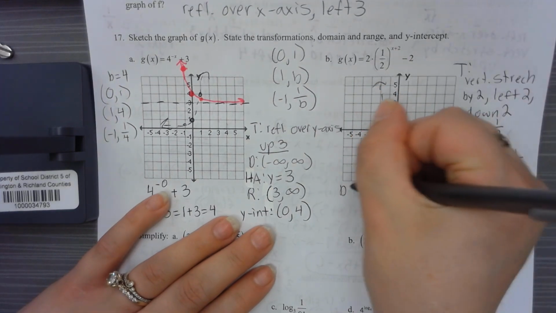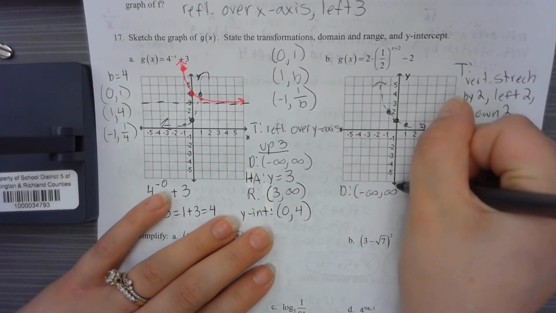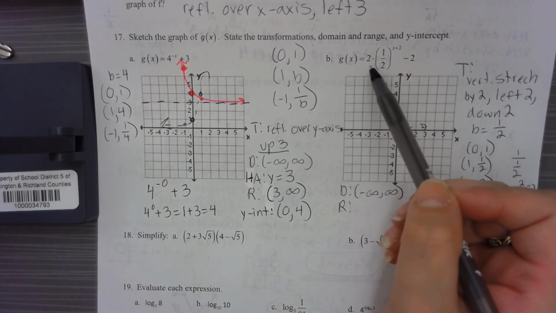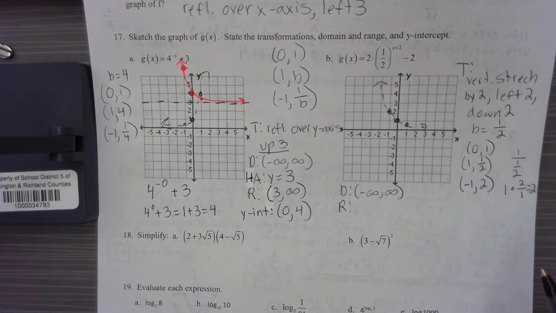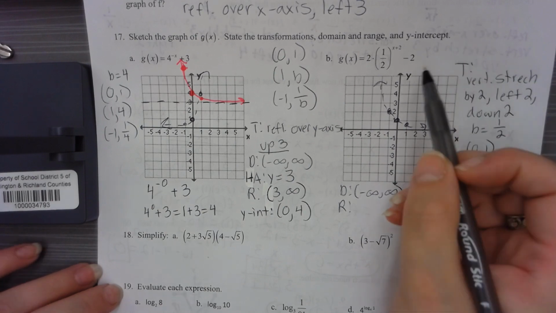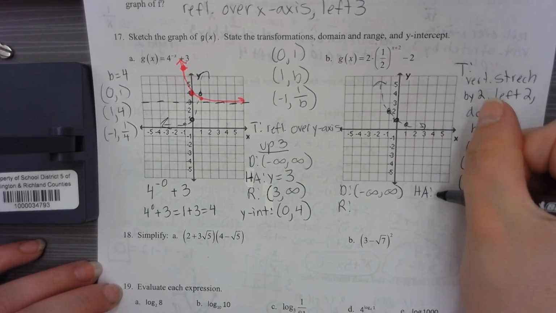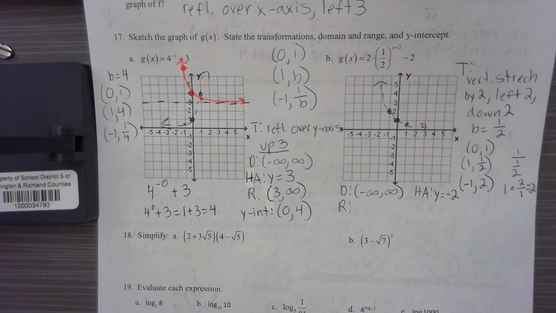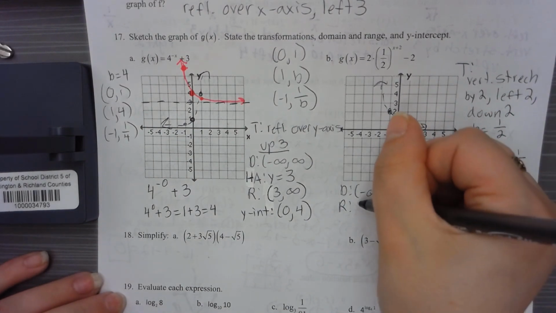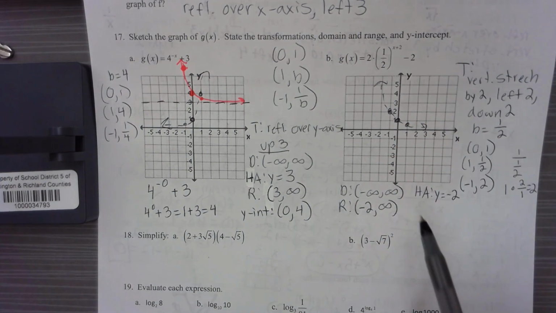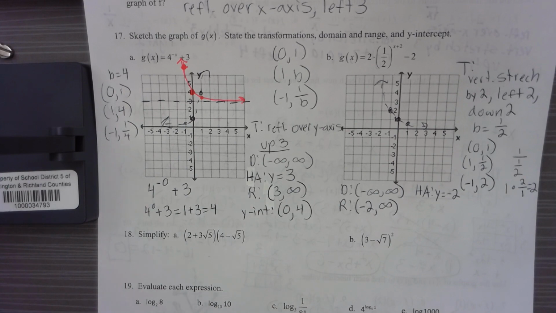So again, my domain is always going to be -infinity to infinity for these types of graphs. My range is again going to shift with the graph. So I didn't reflect over the x-axis, so therefore it's not going to be like -infinity to a number, it's going to be a number to infinity, and I'm shifting down 2. So that means that that horizontal asymptote is also going to shift down 2, so it's going to be y equals -2. So that graph is shifting down 2, so my range is going to be -2 to infinity. Again, those start at 0 and they shift up and down with our graph. So I am going to go ahead and plot that.